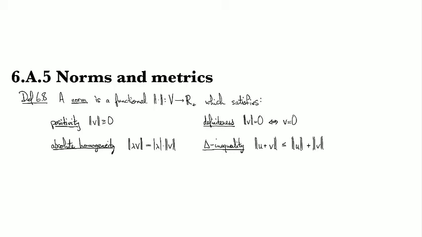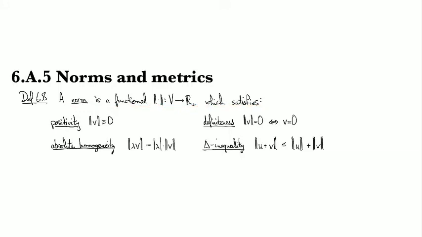So a norm is a function that tells how big a vector is. So magnitude or absolute value, something along those lines. More precisely, a norm is a functional defined on the vector space and having non-negative real outputs, which satisfies the following properties.